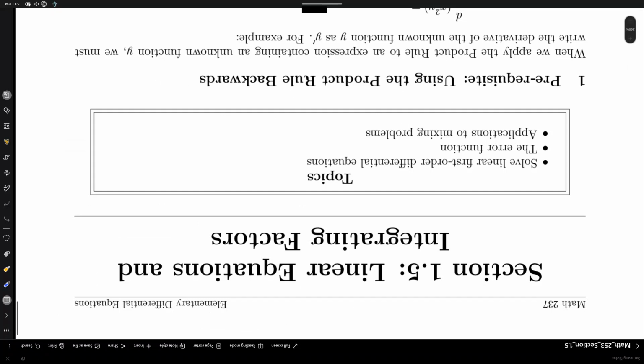Section 1.5, linear equations and integrating factor. We're going to solve another type of equation, an equation that at first glance is not separable. However, the point of this section is to come up with the magic touch to turn a non-separable equation into a separable equation. All right?